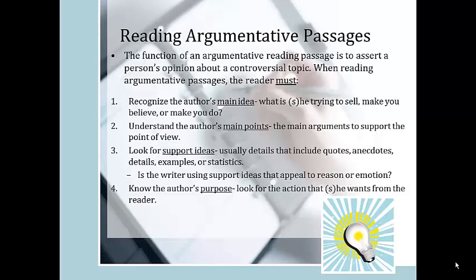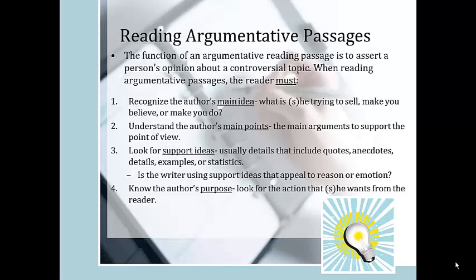So when reading argumentative passages, you have to understand that the function is to assert a person's opinion about a controversial topic. You've got to be able to, as readers, recognize 4 different elements within argumentative passages. One is that of the main idea. What is your author trying to sell you? What do they want to make you do?